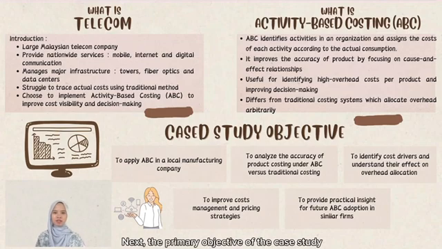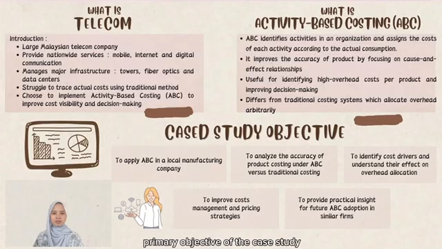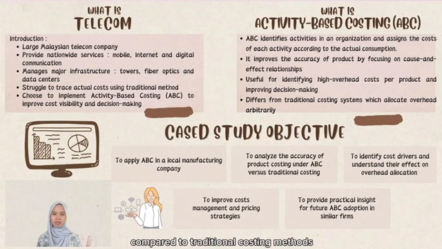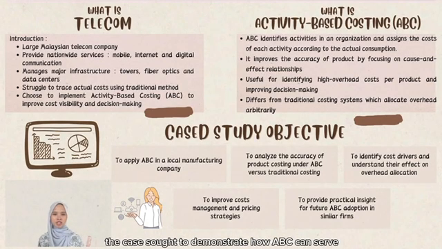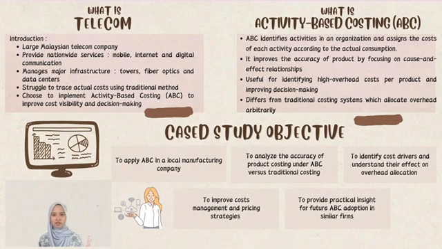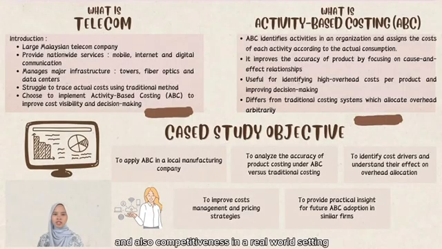Next, the primary objective of the case study. The primary objective of the case study was to implement the activity-based costing system in a local manufacturing company to evaluate its effectiveness compared to traditional costing methods. By doing so, the study aimed to highlight the benefits of ABC in identifying accurate product costs, understanding cost drivers, and also enhancing decision-making regarding pricing and cost control. Ultimately, the case sought to demonstrate how ABC can serve as a valuable tool for improving financial performance and also competitiveness in a real-world setting.